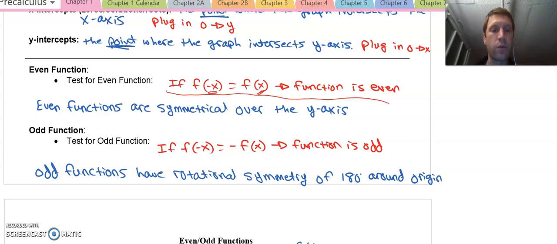Odd functions have what we call rotational symmetry of 180 degrees around the origin. It is completely fine if you are nothing but confused right now. I'll try to clear it up over the next couple pages here.